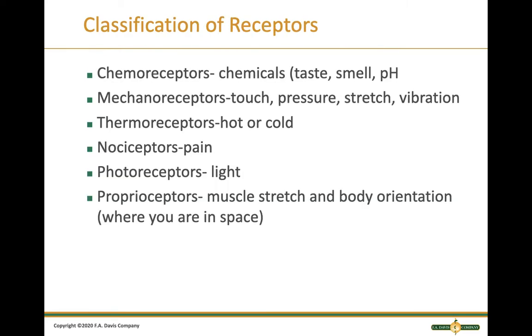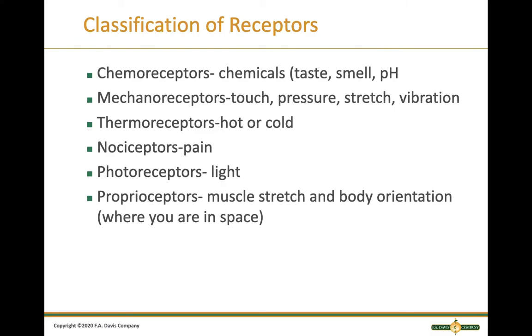We can classify receptors by the type of thing that they detect. So chemoreceptors detect chemicals. Examples would be smell or taste or pH. These use chemoreceptors. Mechanoreceptors are used for touch, pressure, stretch, vibration. Then thermoreceptors detect hot or cold, changes in temperature. Nociceptors are for pain. Photoreceptors are for light, found in the eyes.